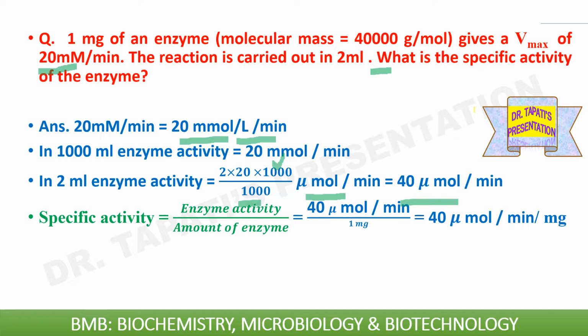Therefore, as we know, specific activity is equal to enzyme activity divided by amount of enzyme. So here enzyme activity in 2 ml is 40 micromole per minute, and the amount of enzyme is mentioned here as 1 mg. So I have written this 1 mg. If you solve this, we will get 40 micromole per minute per mg. That is the specific activity of the enzyme.